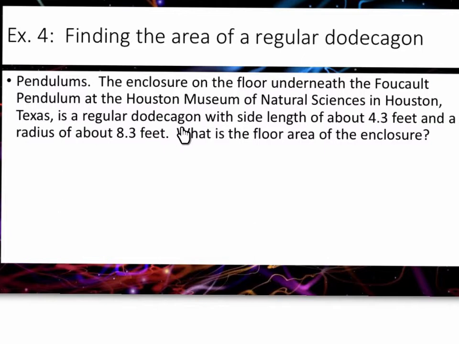Look in your textbooks or look online. Figure that out. You should know. With side lengths of 4.3 feet and a radius of about 8.3 feet. What is the floor area of the enclosure?